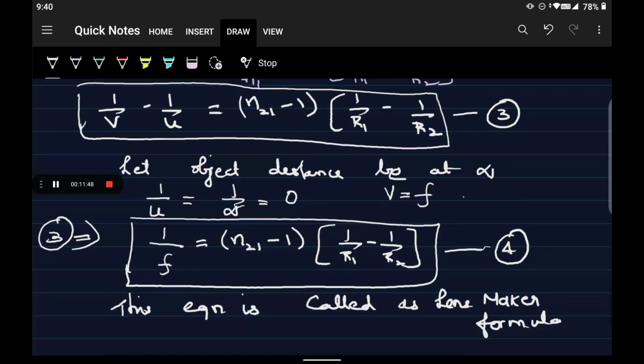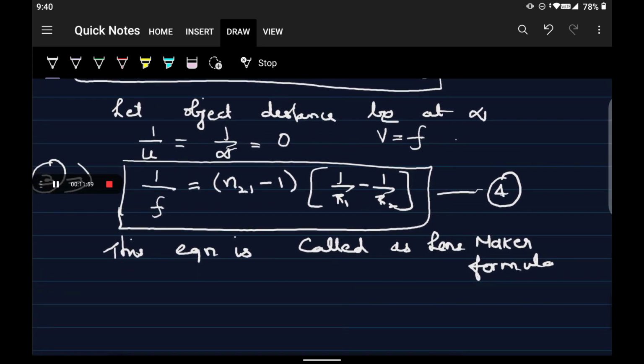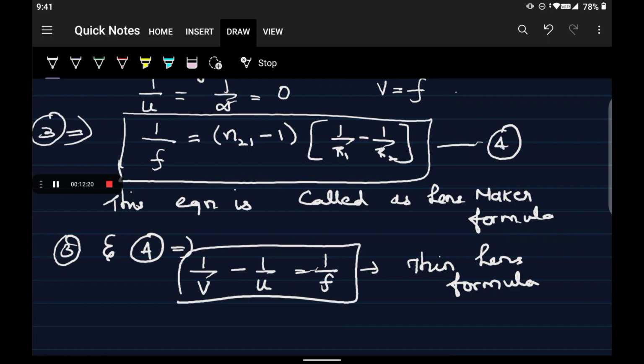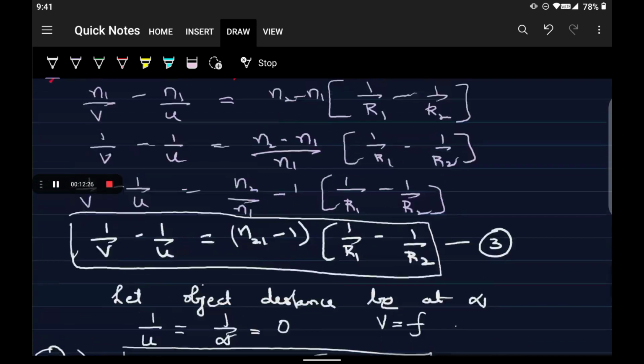And if you compare the third and fourth equations, what do you obtain? The right hand sides are equal, so the left hand sides can be equated. You will get 1 by V minus 1 by U, which is equivalent to 1 by F. So this equation we call the thin lens formula. By geometrical application, again we can derive this thin lens formula. So we obtain the Lens-Maker formula by comparing these two, right?